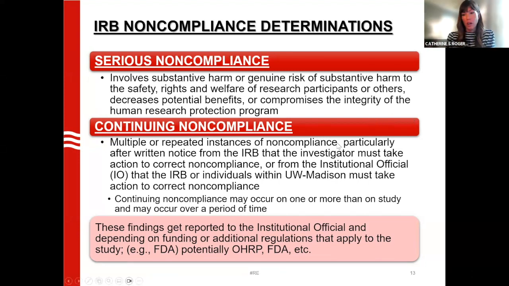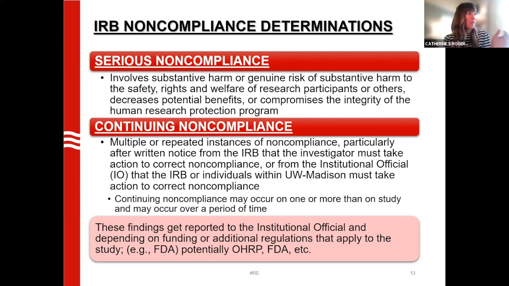And I think this is where, for a lot of people, it's a black hole. What do we do? So the IRB is charged with determining under the regulations whether it is serious and or continuing noncompliance. Serious noncompliance involves substantive harm or genuine risk of substantive harm to the safety, rights, and welfare of research participants or others, or potentially decreases the benefits or compromises the integrity of the human research protection program.